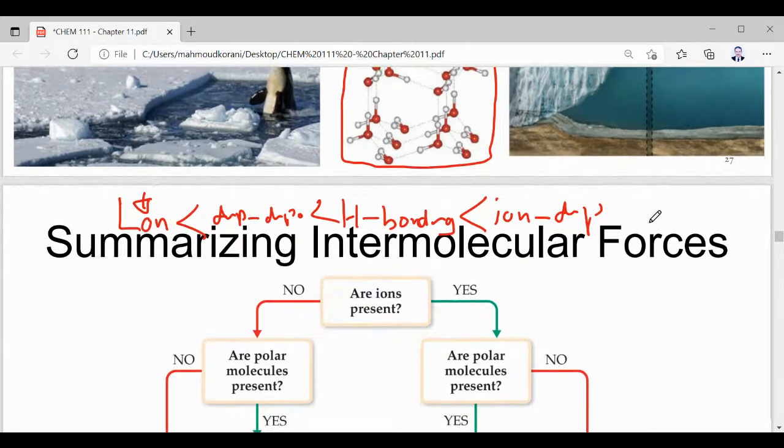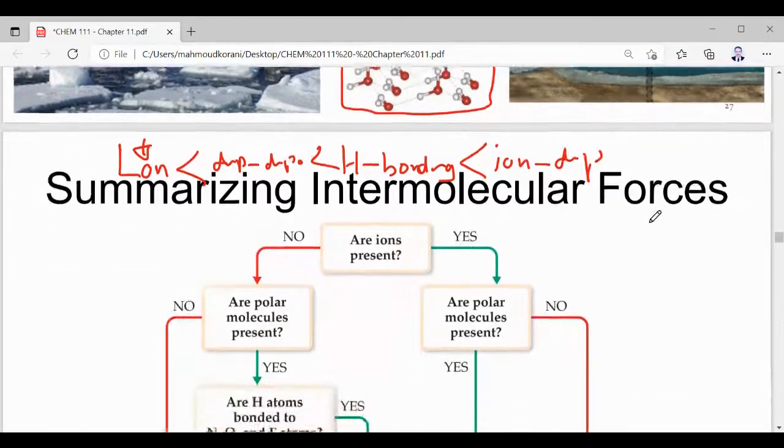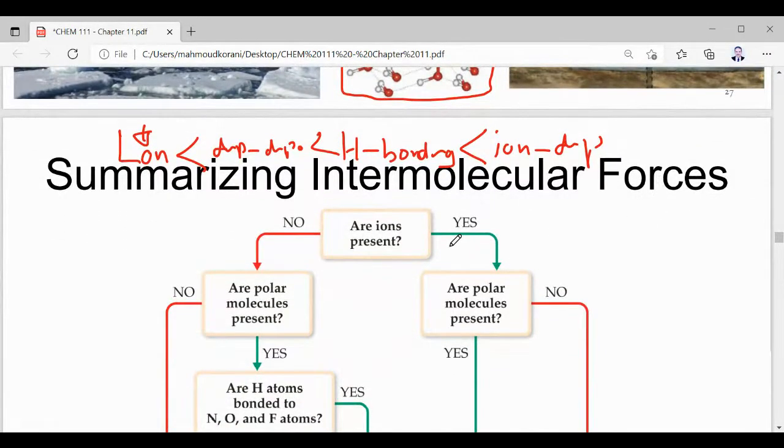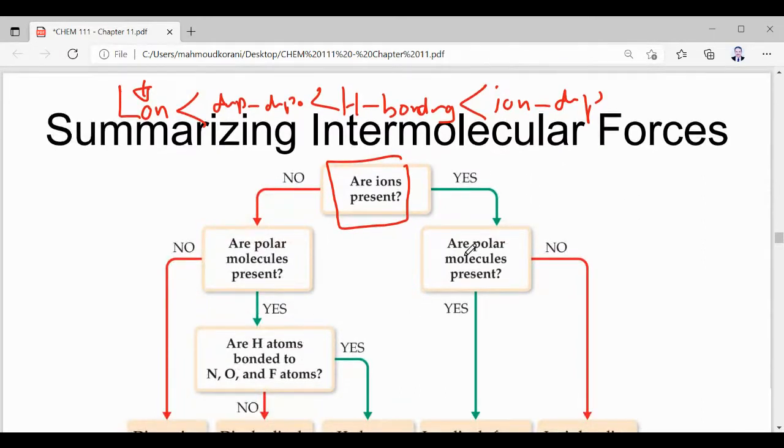How do you know which is which? How do you know the type of the intermolecular forces? Just ask yourself a question: does the mixture you have contain ions? Are ions present in this mixture? If yes, you have two possibilities. It could be ionic or it could be ion-dipole. Then ask yourself another question: is a polar compound present, like water, in the presence of sodium chloride?